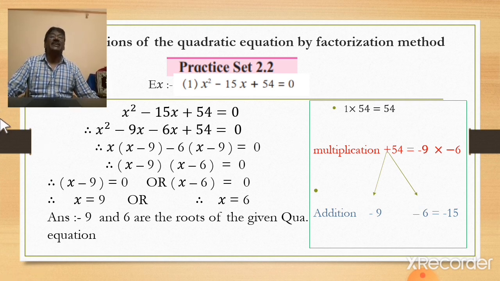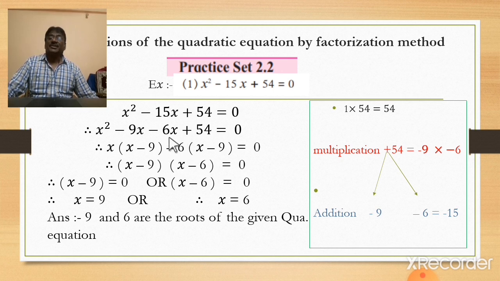Now, in this way, we factorize the middle term minus 15x into minus 9x and minus 6x. Then we get x square minus 9x minus 6x plus 54 is equal to 0. Now, if you take the first pair, in this first pair, we can take x as common. Then we get x in bracket x minus 9.